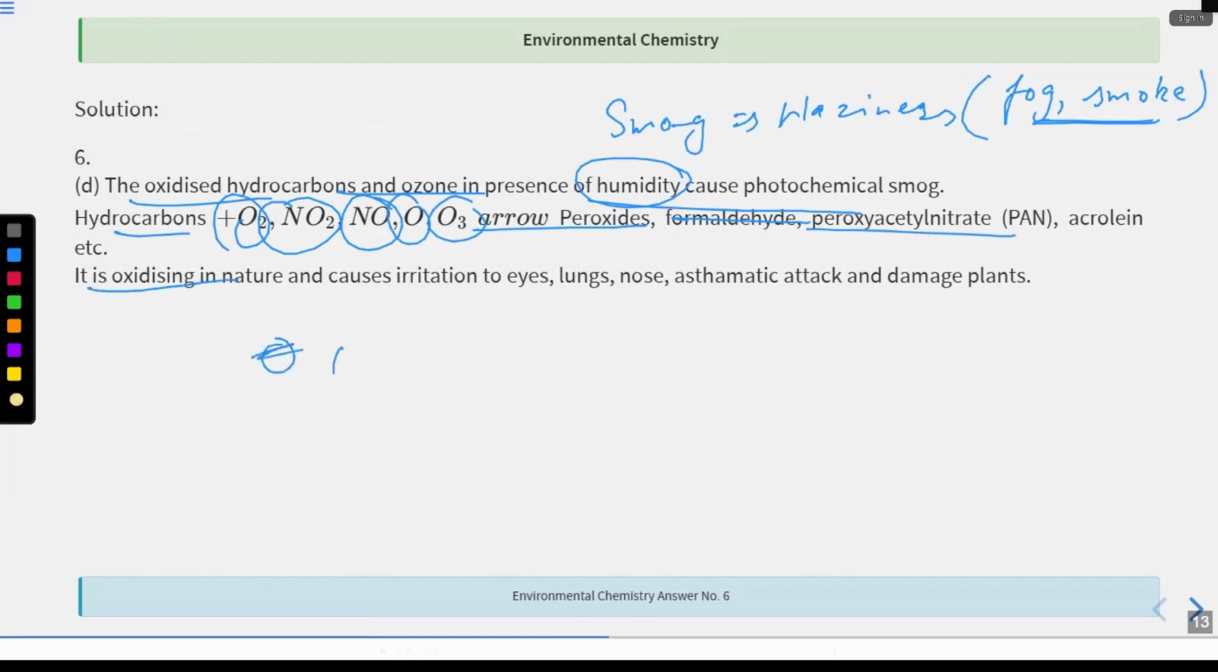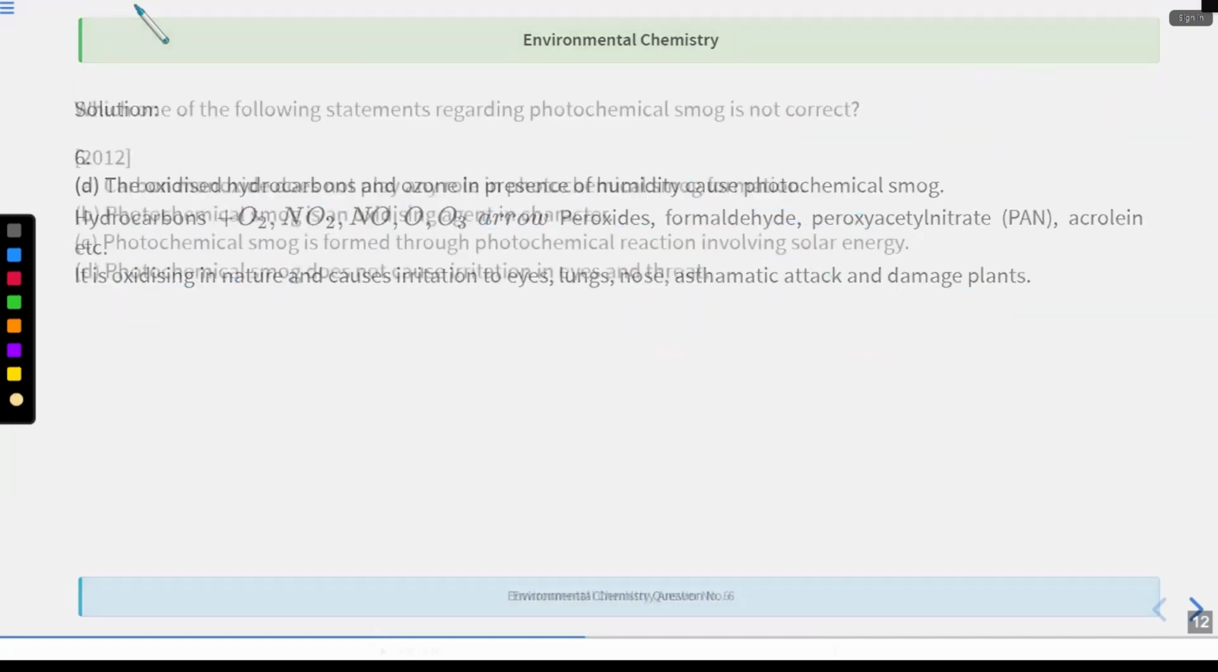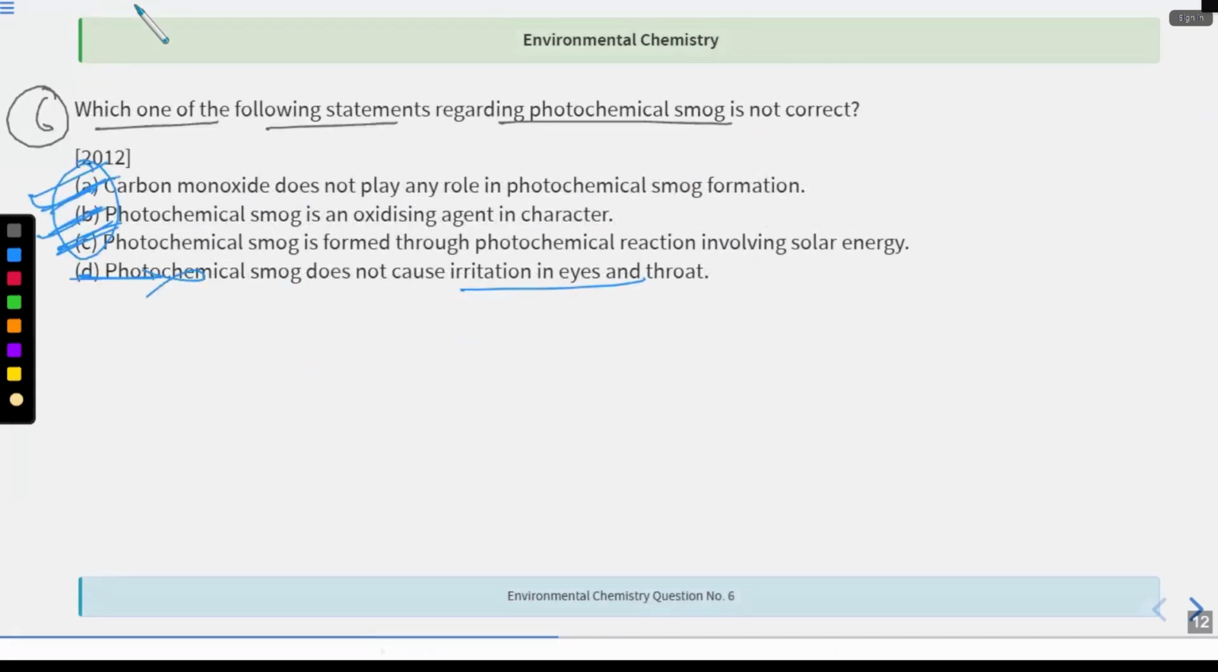Why so? Because when NO2 is combining with hydrocarbons, we are getting peroxides, formaldehyde. So it is oxidized everywhere. So of course it is oxidizing in nature and it causes irritation to eyes, lungs, nose. Asthmatic attack also comes and damages plants. So option number D is completely wrong, and they were asking us the same thing. Which of the following is not correct? So option number D is not correct.